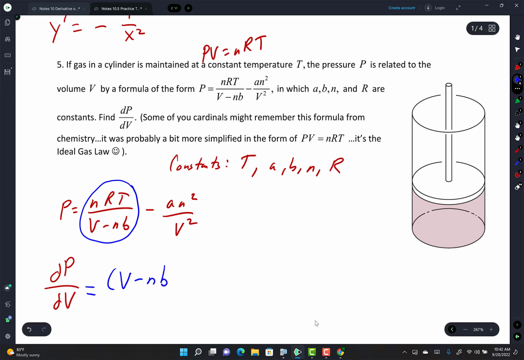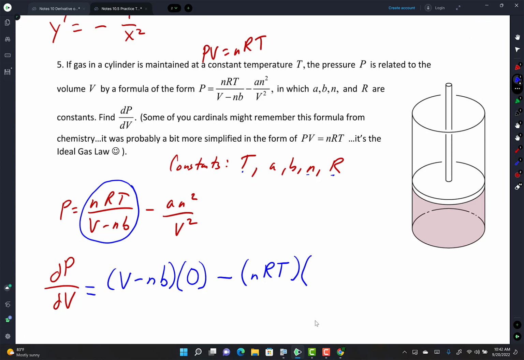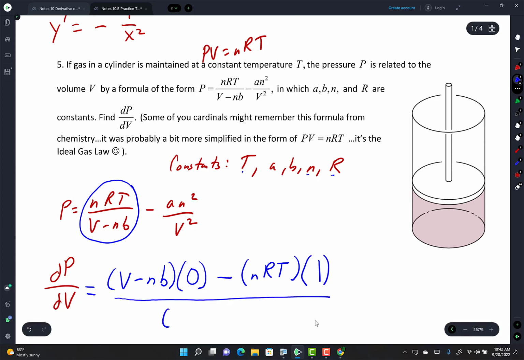Bottom, V minus nb, times derivative of the top. Let's see, nRT is the top, all constants. So the derivative of the top is zero, minus the top times derivative of the bottom. The derivative of V with respect to V is 1. It's like an x. Are we still okay? All over bottom squared.